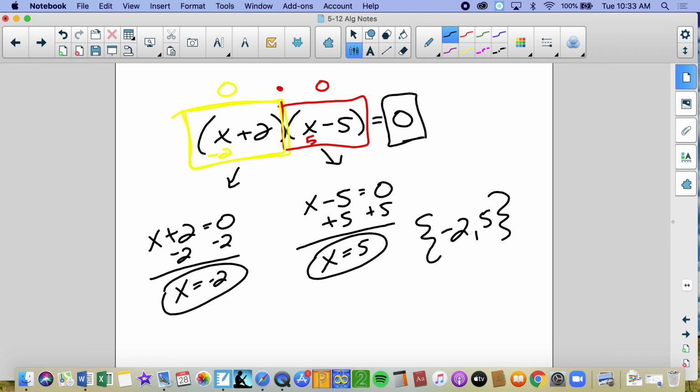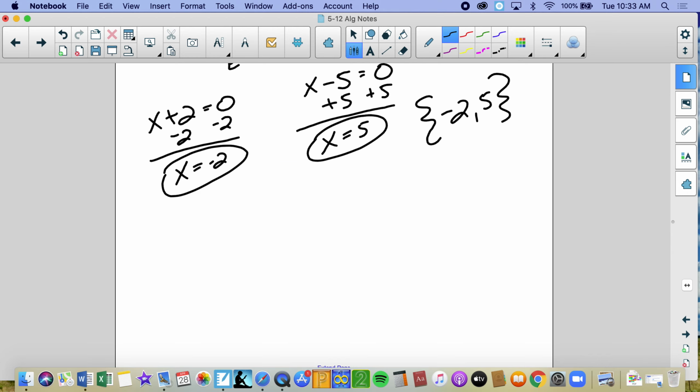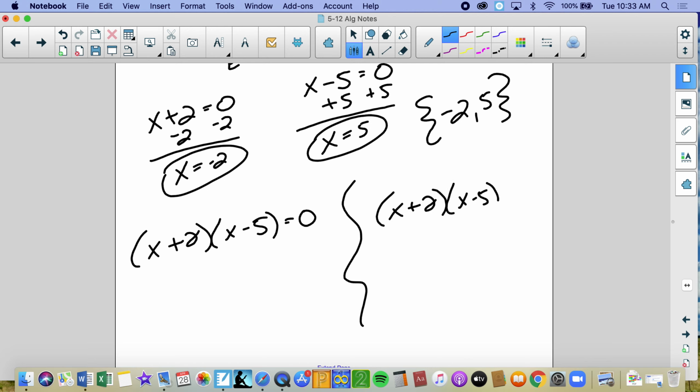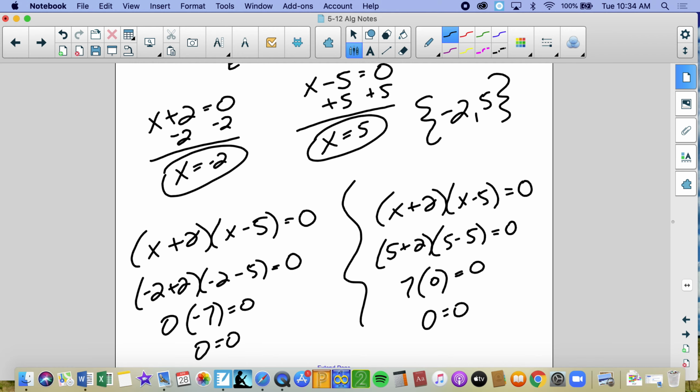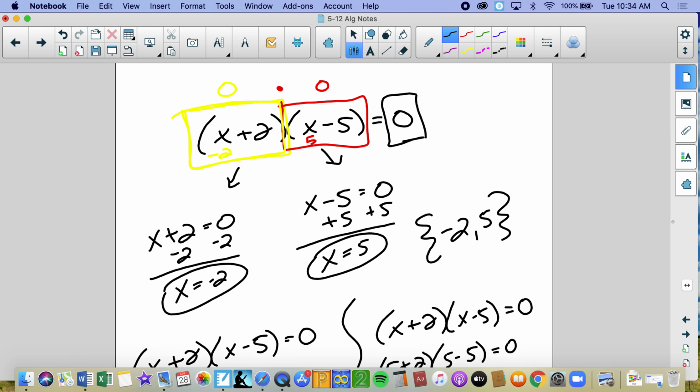Let's test them now and we can see what I'm talking about here. We have x plus 2, x minus 5 equals 0. Let's test these solutions. So let's test it when it's negative 2. We would plug in negative 2 for x. If x is negative 2, negative 2 plus 2 equals 0. Negative 2 minus 5 is negative 7. And 0 times negative 7 equals 0. Yeah, it worked. And then let's try with 5. What if we plug in 5 for x? 5 plus 2 is 7. 5 minus 5 is 0. 7 times 0 is 0. And yes, 0 equals 0. So when we plug those two solutions in, it worked for that equation.